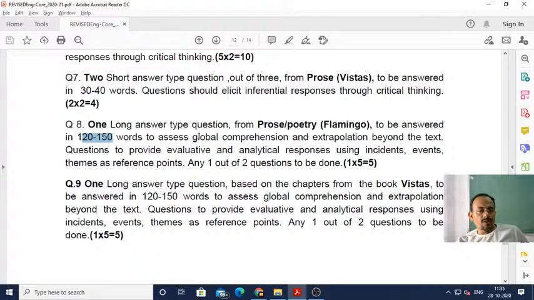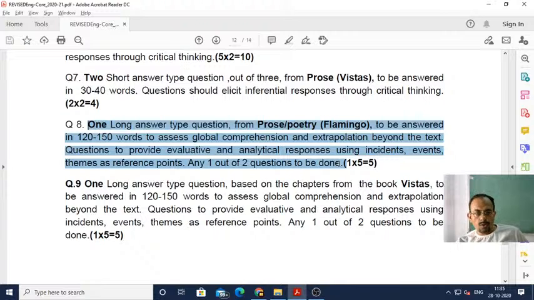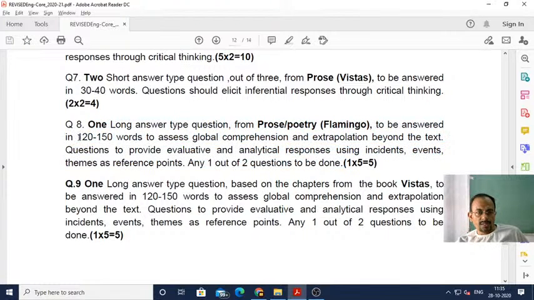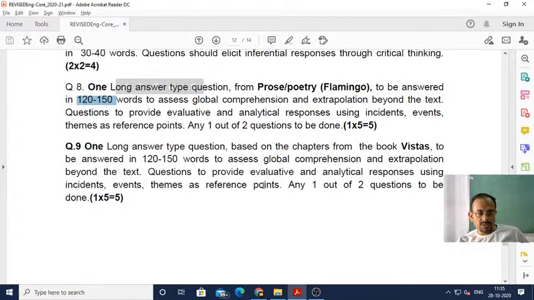So I shall give you the pattern. You should be able to understand what kind of questions you have to answer. It's a long question, always remember, and this is to be answered in 120 to 150 words. Next, question number 9, as you can see on your screen, 1 long answer type question. Again, there will be 2 questions from Vistas. You've got to answer in 120 to 150 words, and again this question will consist of 5 marks. So there will be 2 5-mark questions.